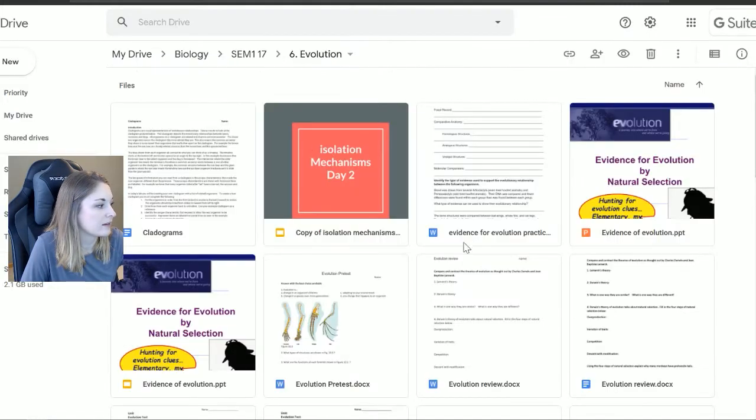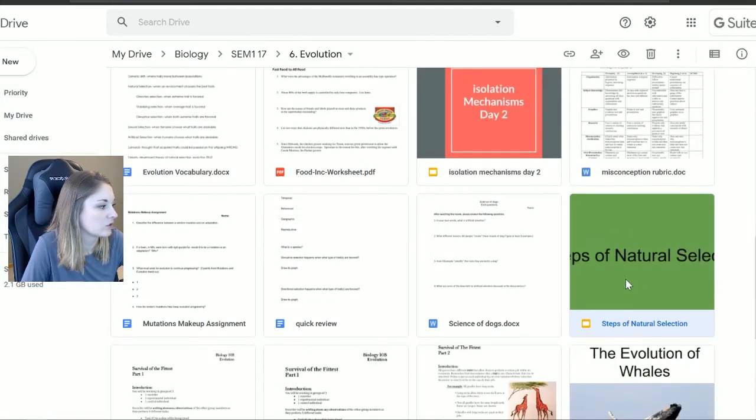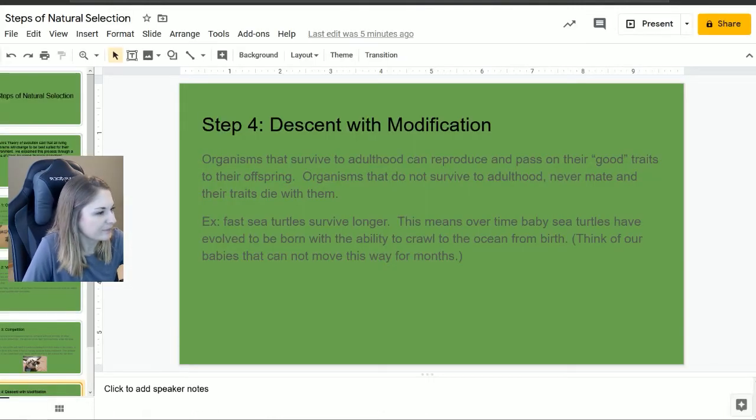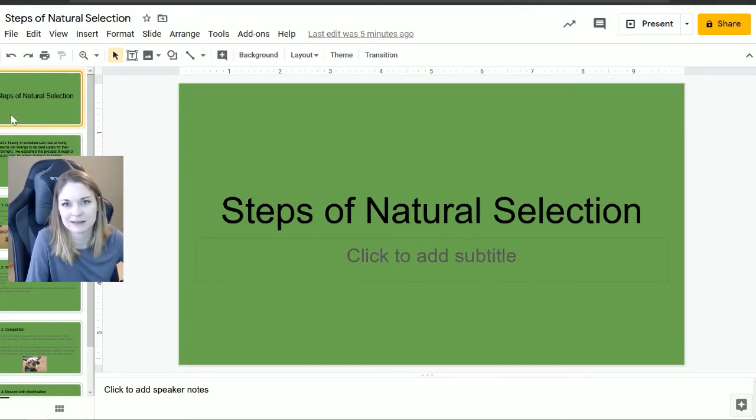I have this shared with you. You'll have something that looks like this shared with you in Drive, so steps of natural selection. I've tried to get my screen to do what I needed to do, but I don't know if that's working. So if you guys are okay with it, I'm just going to show it to you like this.